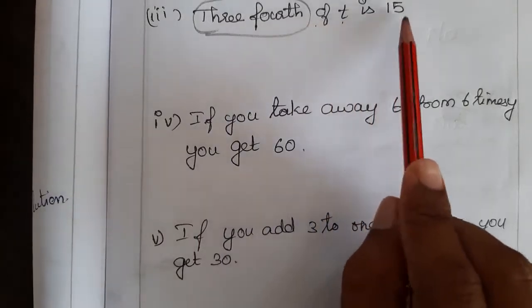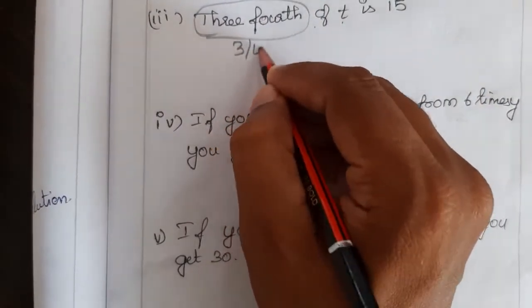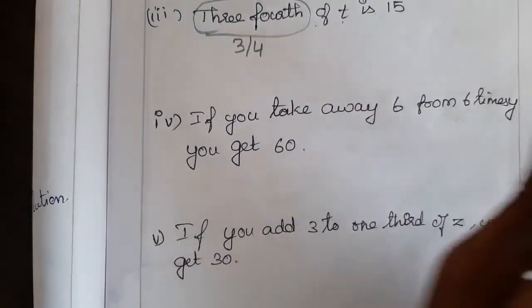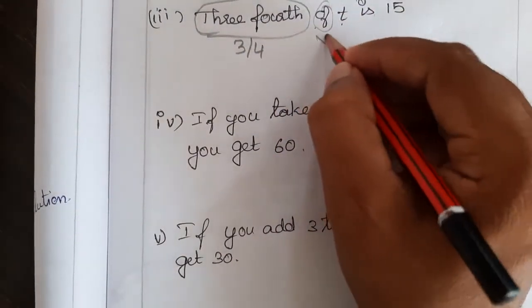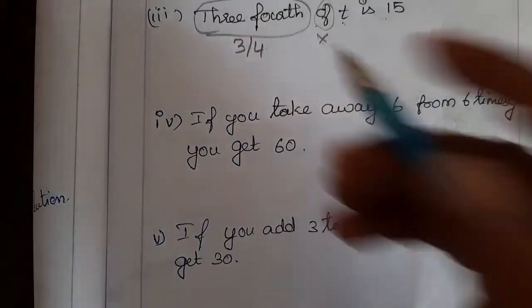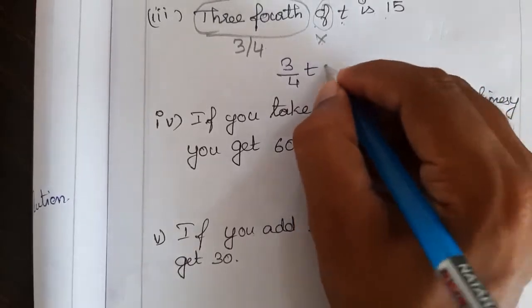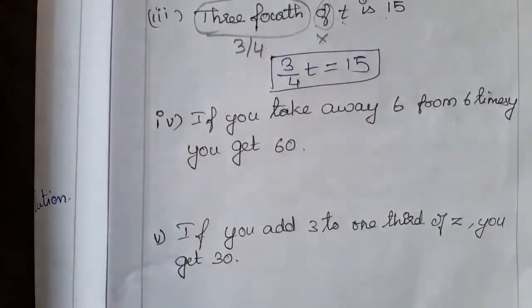So here we go for the next problem. 3/4 of t is 15. 3/4 we can write as 3/4, right? In the fourth there are 3 parts, so we consider it as 3/4. So 3/4 of means it's a multiplication. So 3/4 into t is 15. So 3/4 into t we can write as 3/4t is equal to 15. So this is the required equation.